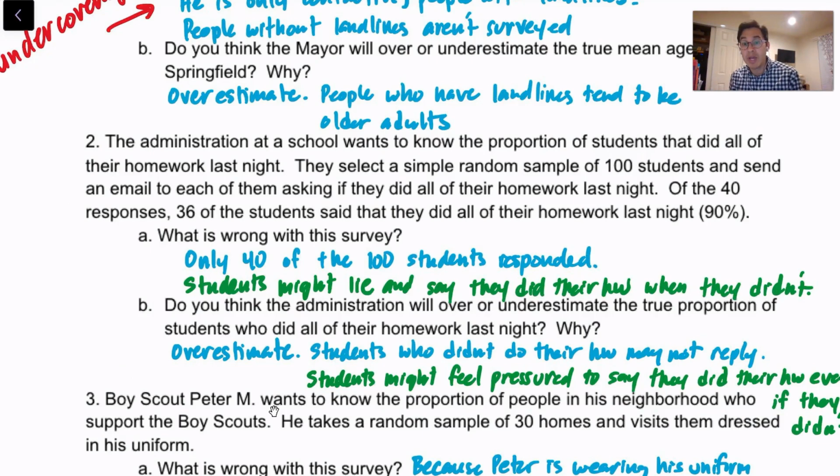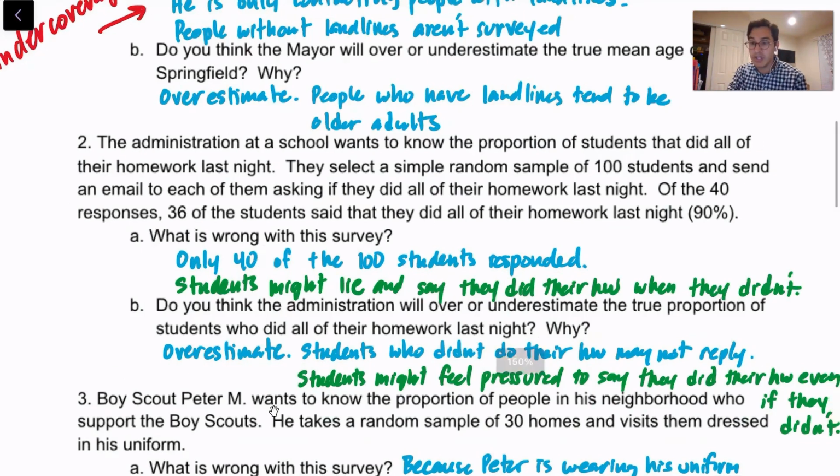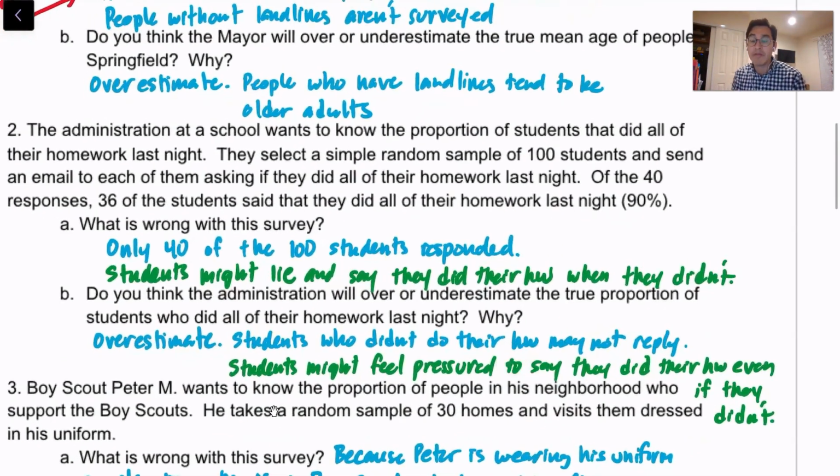Also, the ones who did reply might feel pressured. Let me center this here. They might feel pressured to say yes that they did their homework, even though they didn't, right? So people who didn't do their homework aren't responding, so we're not counting as many no's as we should. And people who did respond might be lying, so we're getting more yeses than we really should.